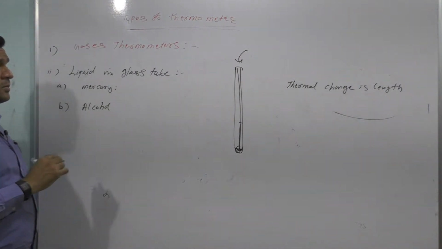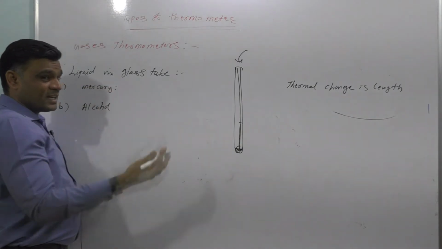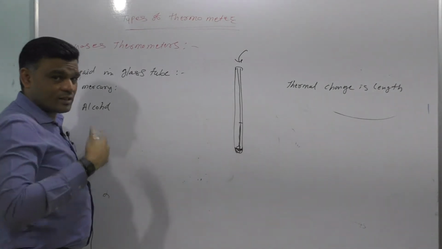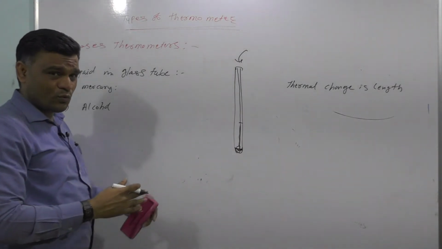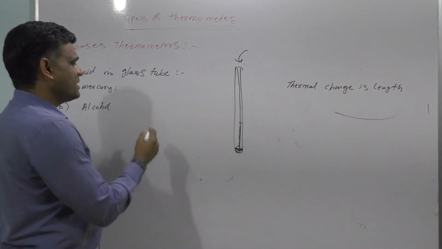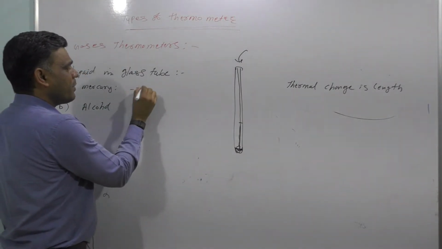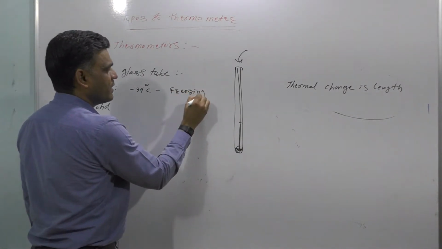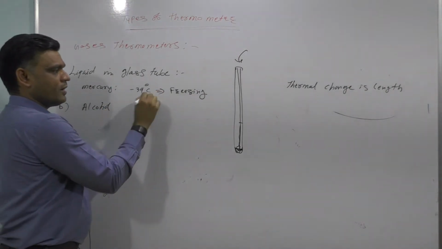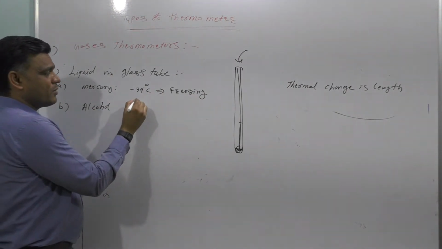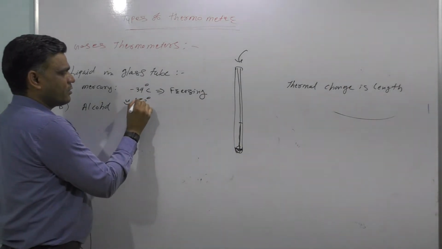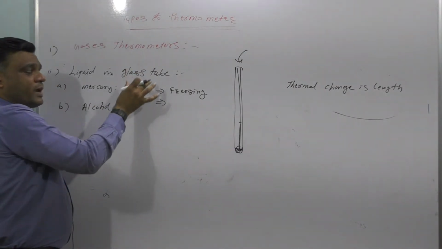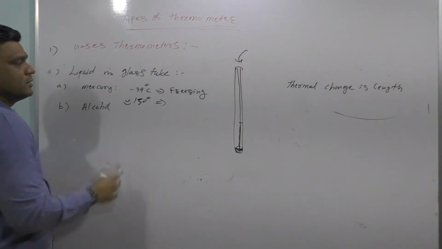Why do we use these? Because the mercury's freezing point and boiling point cover a very wide range. The freezing point of mercury is approximately minus 49 degrees centigrade, and the boiling point is approximately 150 degrees. It's not exactly 150, but about 150 degrees. So we obtain a very wide range to calculate the temperature.